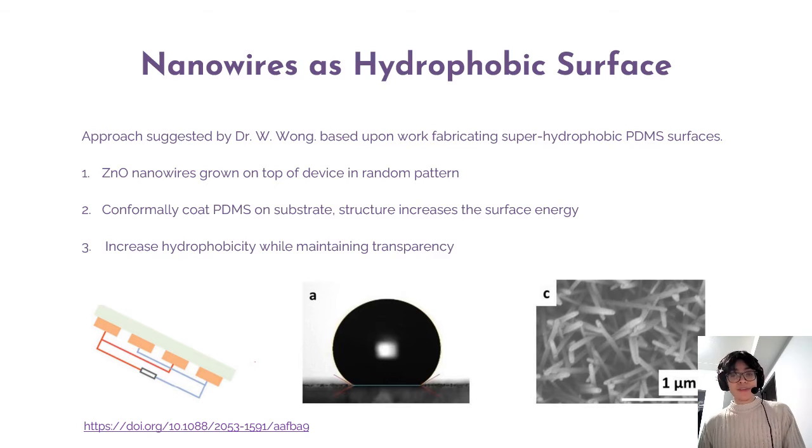Zinc oxide nanowires are grown from seeds in a random pattern on top of the PDMS dielectric layer, which generates a rough micropattern surface. Since the grown zinc oxide nanowires are hydrophilic, a conformal coating of PDMS is applied to decrease the surface energy and achieve our superhydrophobic surface. Thus, we can increase the hydrophobicity of PDMS without conventional lithography and microfabrication steps, all while maintaining transparency. Again, this was a recently proposed alternative, which will be considered as a backup to our original fabrication plan.